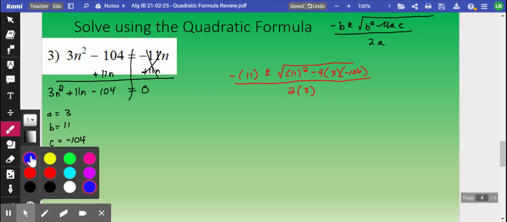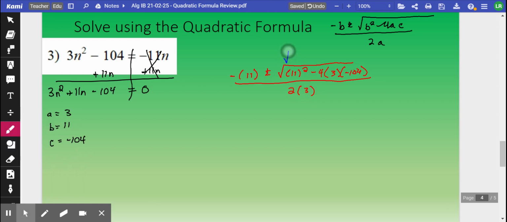Okay, well, let's get our square root part. So 11 squared is 121. Then we have to multiply negative 4 times 3 times negative 104. And that is positive 1,248. Got to add those up. And I get positive 1,369. Okay, it's a positive number, so let's go ahead and square root it. I get 37. Oh, kind of a nice number there.